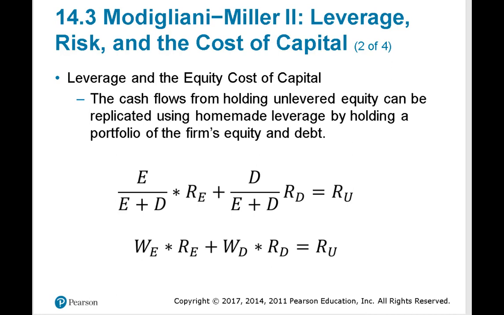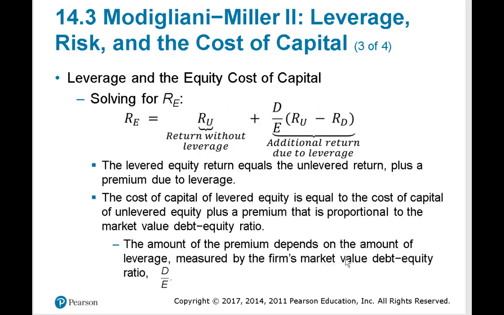So let's look at the cost of capital, right? What does it cost the company to finance? Well, our simplified equation is how much equity do you have times the cost of equity, plus how much debt do you have times the cost of debt. And again, that equals R sub U, or the unlevered return of the company.